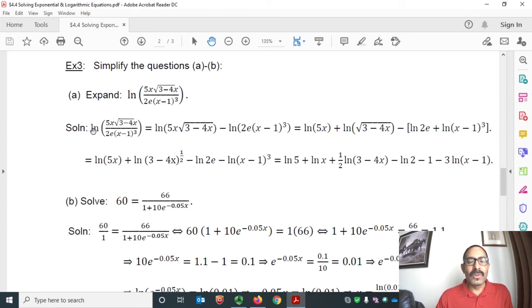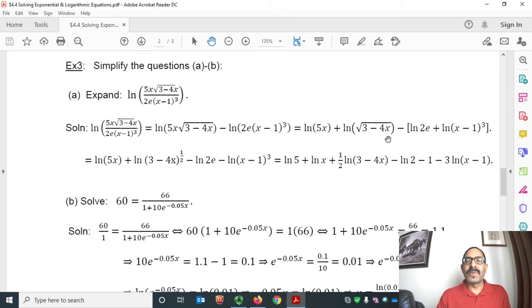So we know the log of the quotient is the difference of the logs. So that's what I did here: ln of this numerator minus ln of this denominator. And we know the log of the product equals the sum of the logs. So here, ln 5x plus ln of radical 3 minus 4x. I hope this makes sense to you all. And this minus as it is. Similarly here, ln of 2e plus ln of (x minus 1) power 3.